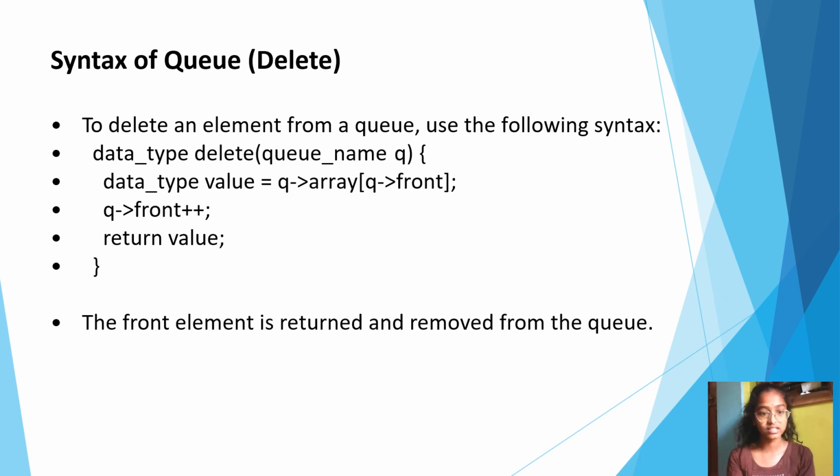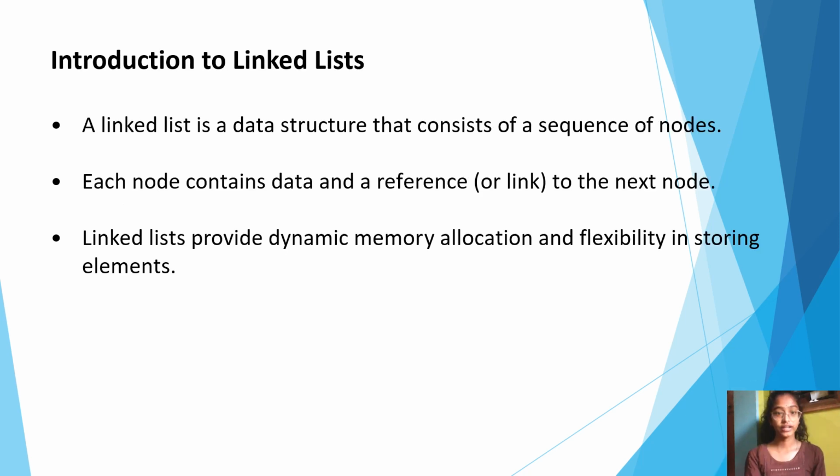Next, let us see the syntax of deletion in the queue. To delete an element from a queue, use the following syntax. data type element, queue name q, queue data type value = q->array[q->front], q->front++, return value, close curly bracket. The front element is returned and removed from the queue.